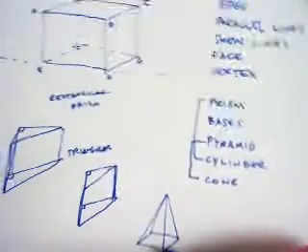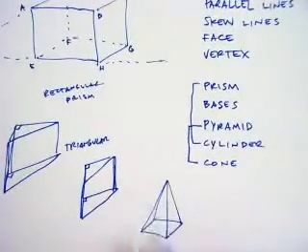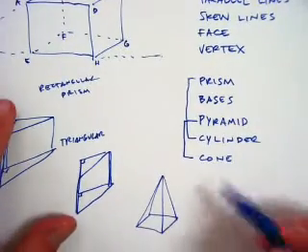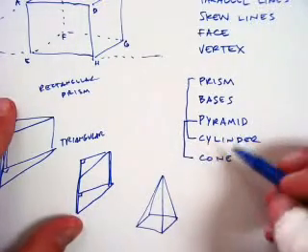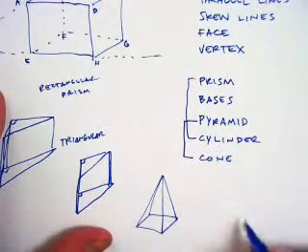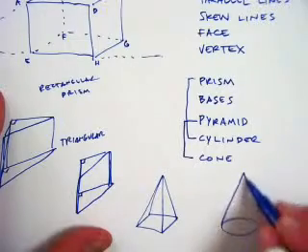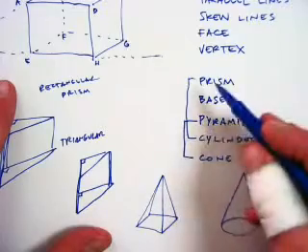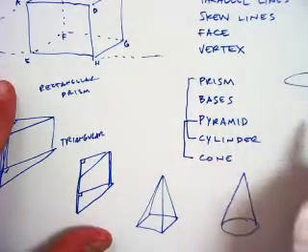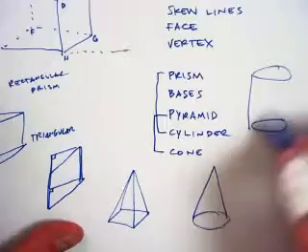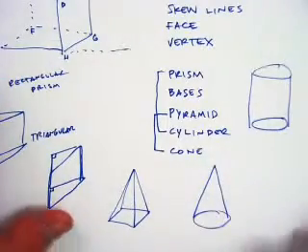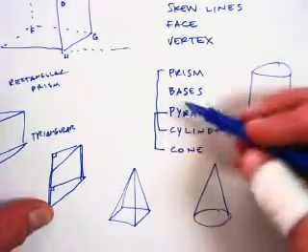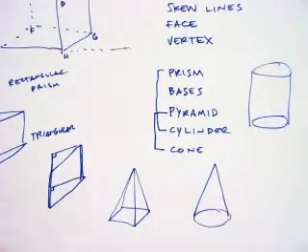This looks like a square pyramid. It has one base, and that's it. A cone is very similar to a pyramid, except it has a circular base. Also, a cylinder is very similar to a prism, and that's why I drew these lines. A cylinder has circular bases instead of triangles or squares or rectangles or something like that. So you can think of prisms and cylinders going together, and pyramids and cones going together.